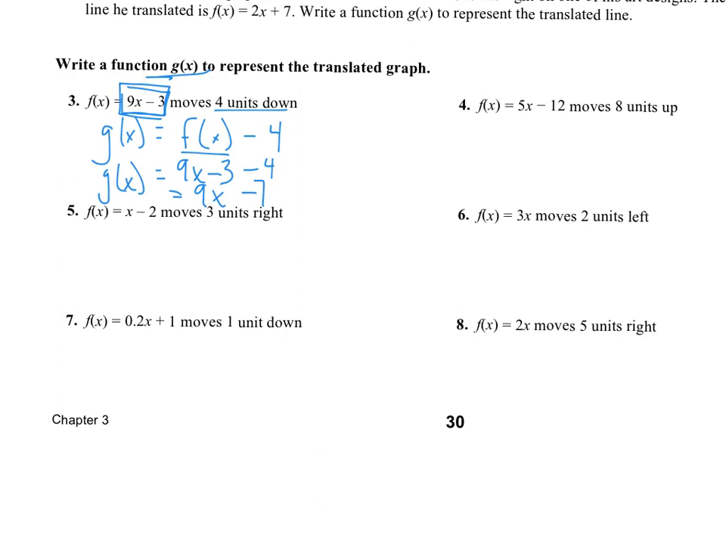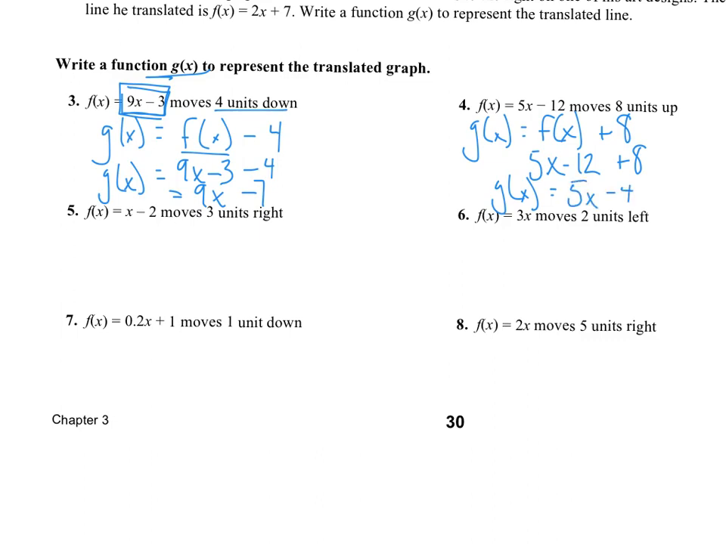We'll talk about inputs and outputs here. You'll see that the ones we just did, when we shift up or down, we're really moving the output, we're not moving the input, and that makes it a little bit easier on us, like number 4. So g of x is going to equal the function f of x. If we're moving up 8, we would see that as plus 8. Now let's take 5x minus 12. That's our f of x function. If we add 8 to it, we can simplify to say g of x has to equal 5x minus 4.